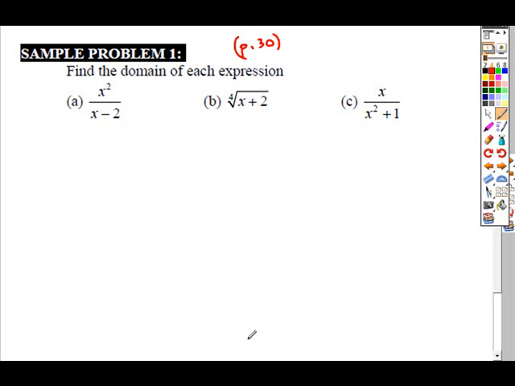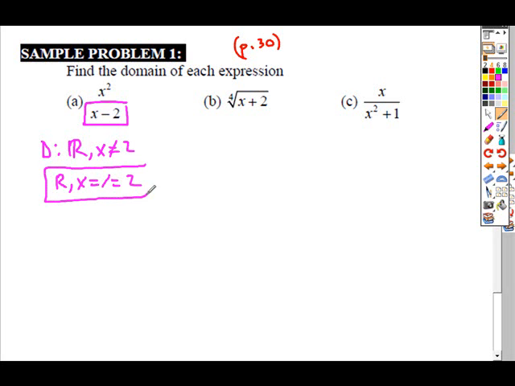All right, let's take a look at each of these examples here really quickly. In the first one, again, the restricted portion is this fraction, the denominator. So you have to set that equal to 0 and find any restrictions. So our domain is going to be all real numbers, as long as x does not equal what value? 2. So when you write this, R comma x not equal to 2 is how you would enter this online. That's the only restricted value for that expression.